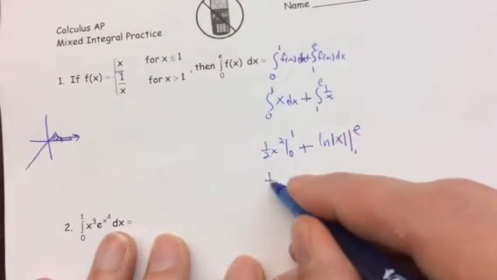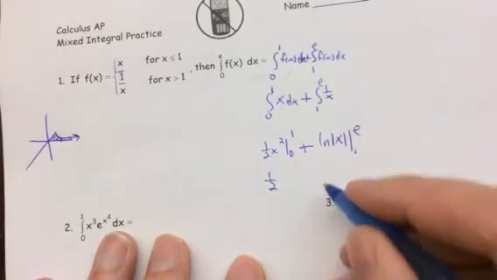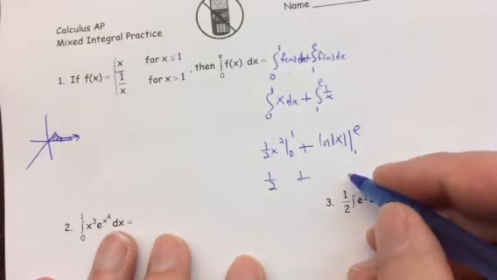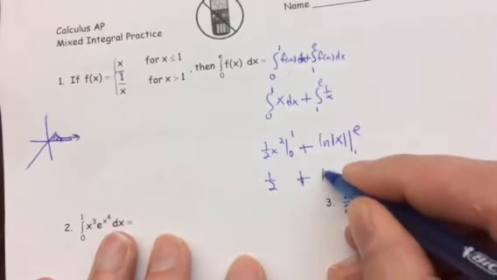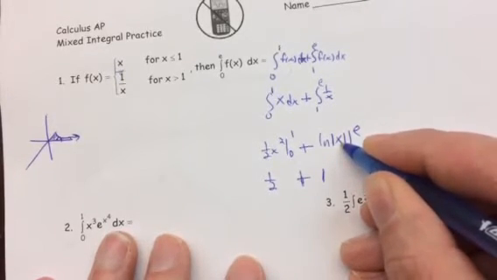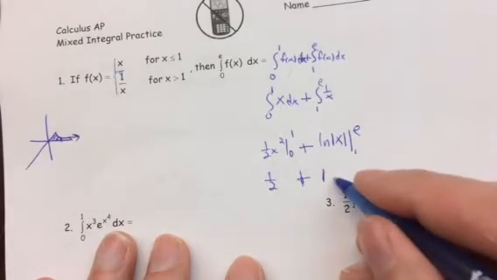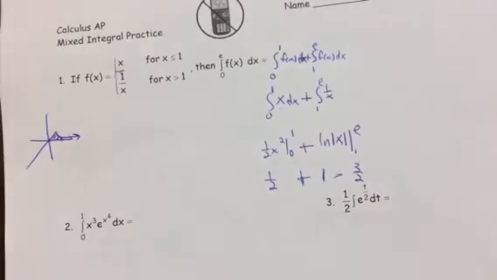So this is 1 half minus 0 plus natural log of e is 1 minus natural log of 1 is 0. This is saying e to what power gets you 1. The answer is 0. So the answer is 3 halves.